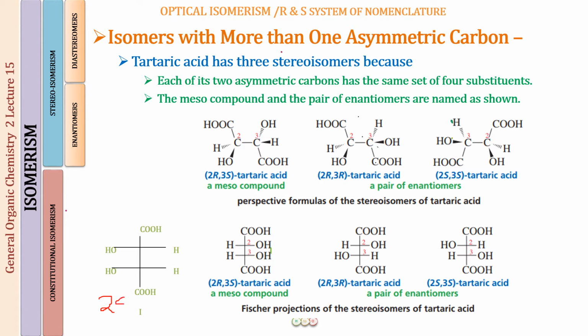And for the third carbon, the other chirality center, you can see again this is an OH and an H, and it is an H and an OH, again an exchange of two groups. So if this has a 3S, this is going to have a 2R configuration, sorry, a 3R configuration, right? So this will be a 3R.